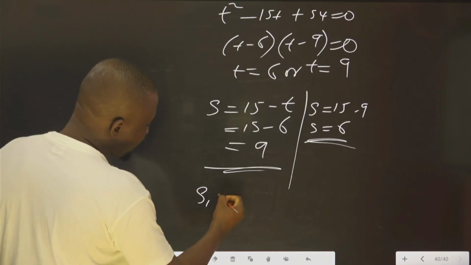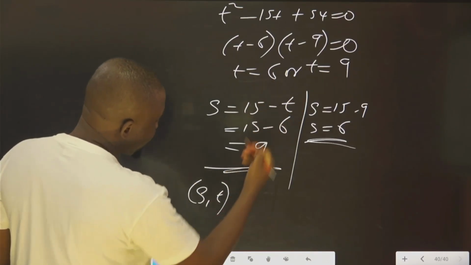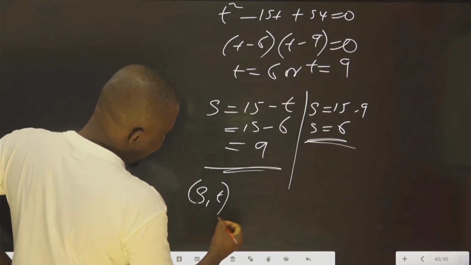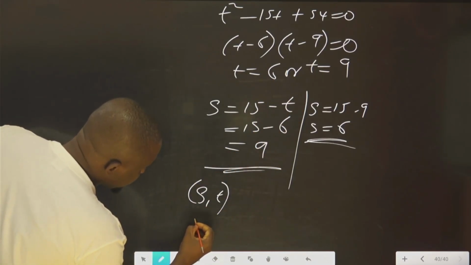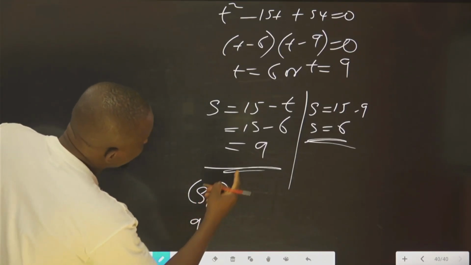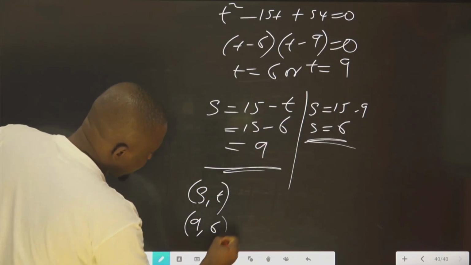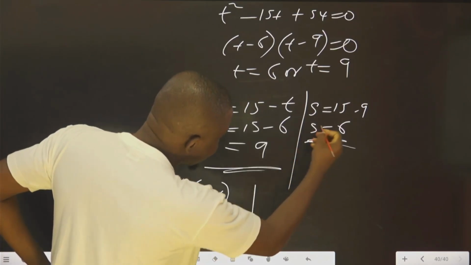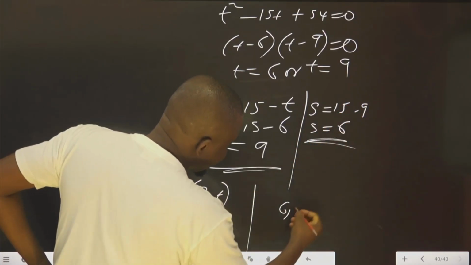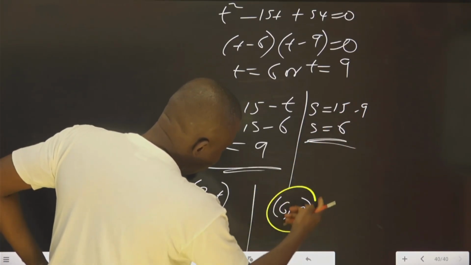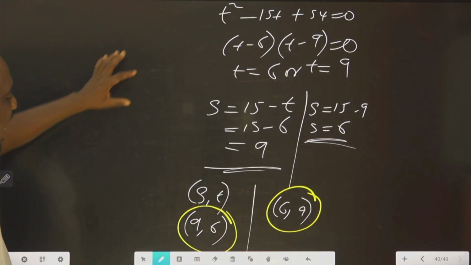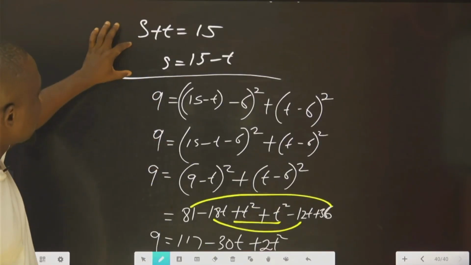So we're going to merge them together. Remember, it's S before T. So here, you agree with me? For S here, we're going to put 9. The corresponding T is 6. Okay? While this one, the S here is 6. The corresponding T is 9. It means it's this and this. Now let's go for the answers.